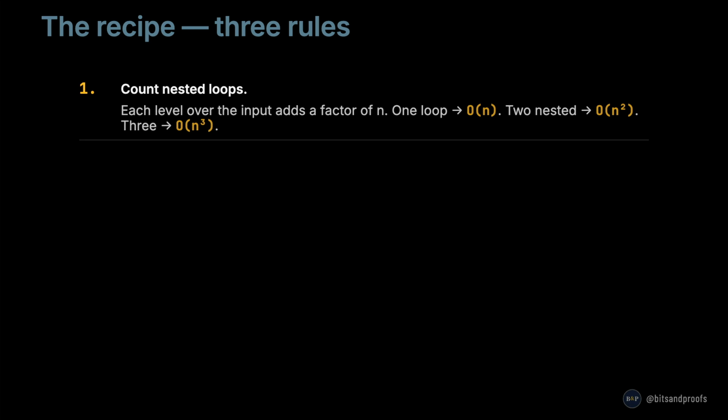Rule 1, count nested loops. Every level of nesting over the input adds a factor of n. 1 loop is O of n. 2 nested loops is O of n squared. 3 nested loops is O of n cubed. The depth of nesting directly maps to the exponent on n. The fastest way to spot quadratic code in review is to count opening braces inside the loop body.